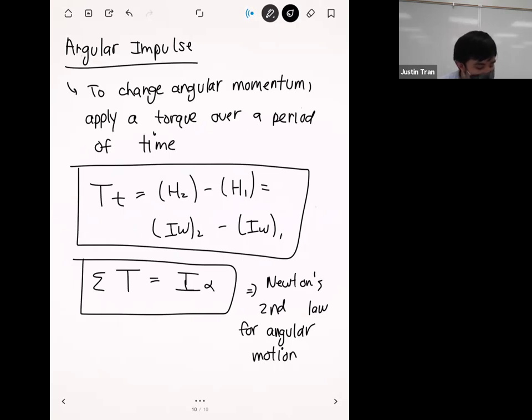And so, probably not today, because we are running a little bit short on time, but probably on next Monday, we'll actually start to use this in some angular dynamics problems. Okay? But I just want to make sure that we cover this formula so it doesn't come as a surprise once we get there. All right, any questions on this?